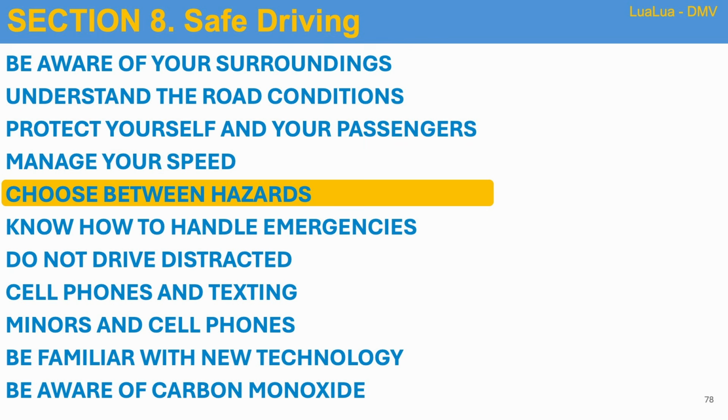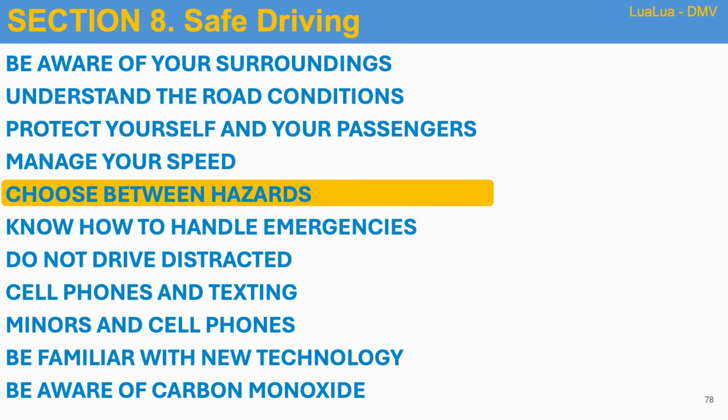Choose between hazards. Sometimes dangers will be on both sides of the road at the same time. For example, parked cars to the right and oncoming cars to the left. If one danger is greater than the other, give more space to the most dangerous situation.